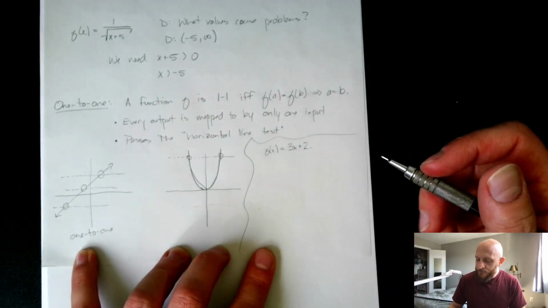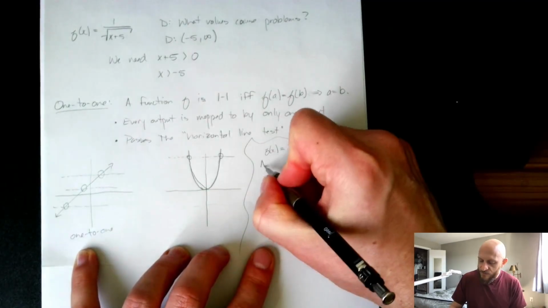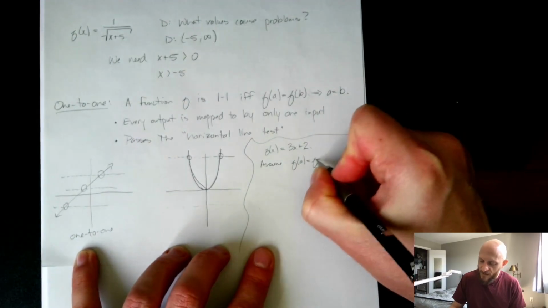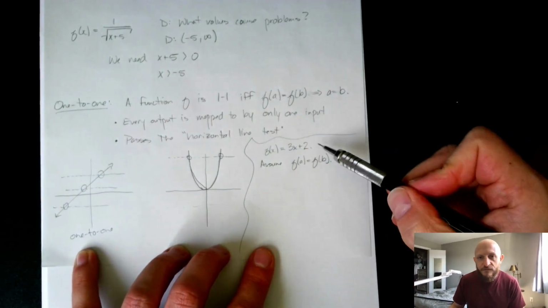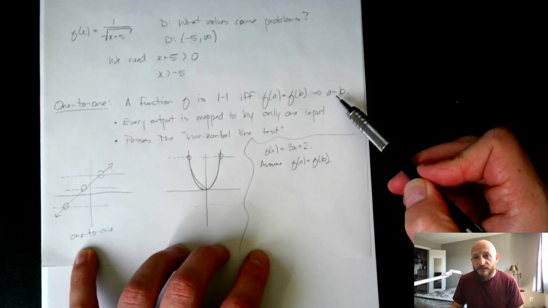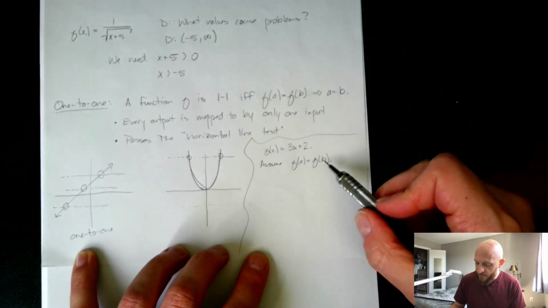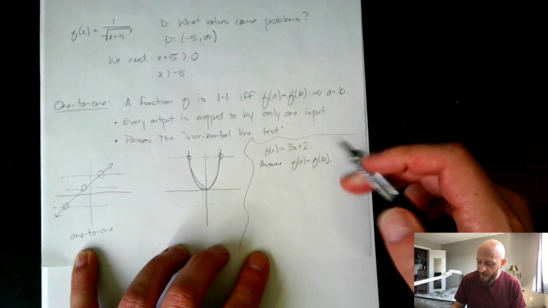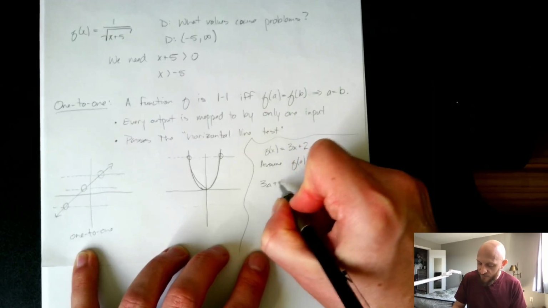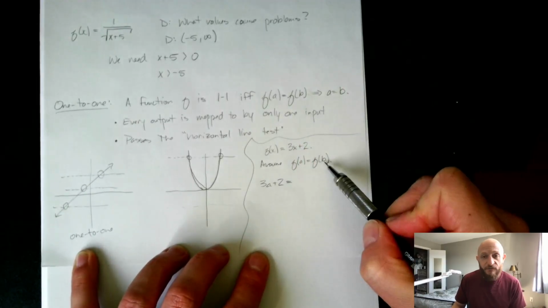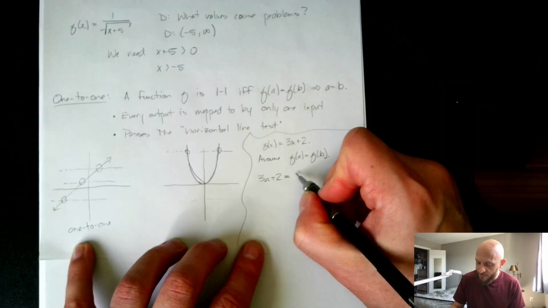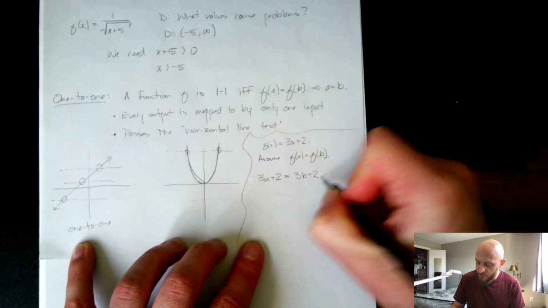one-to-one. Well, here's what you do: at the outset, you assume you have some f of a equal to f of b. To prove that this is one-to-one, we need to prove that a equals b, that they're the same thing. So f of a equals f of b. What is f of a? It's if we plug a in for x. So this is saying that 3a plus 2 is equal to f of b. What's f of b? It's if we plug b in for x. 3a plus 2 is equal to 3b plus 2.